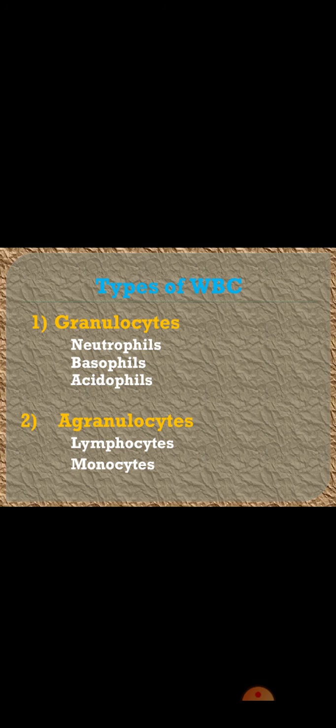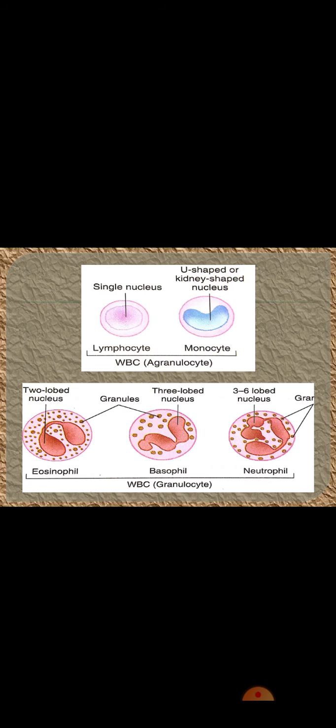First of all, we talk about granulocytes. The cytoplasm of granulocytes contains granules and an irregular and many-lobed nucleus, meaning more than one lobe is present, polymorphic. Based on the nature of granules, granulocytes are of three types. First of all, eosinophils, meaning acidophils.